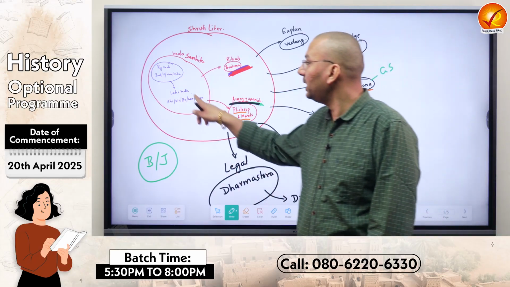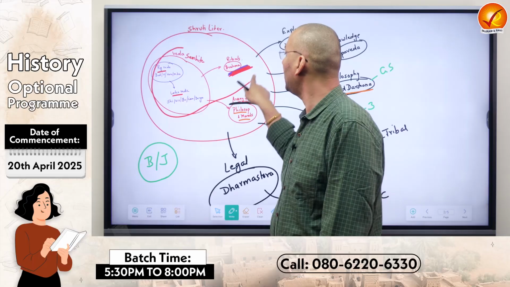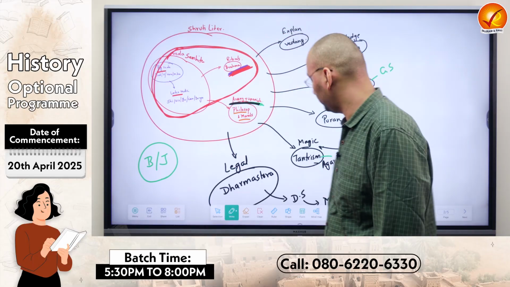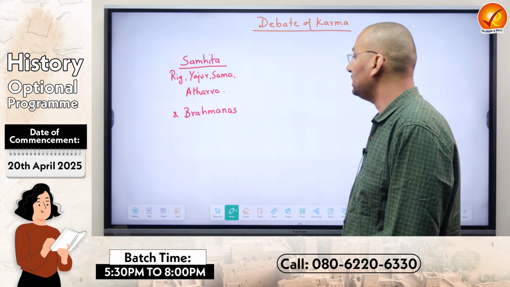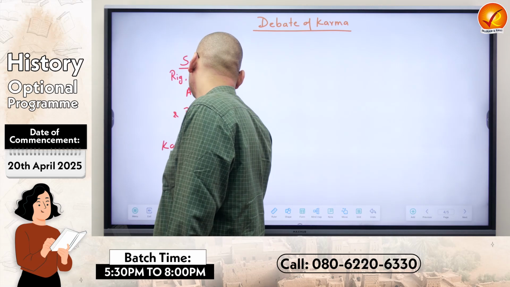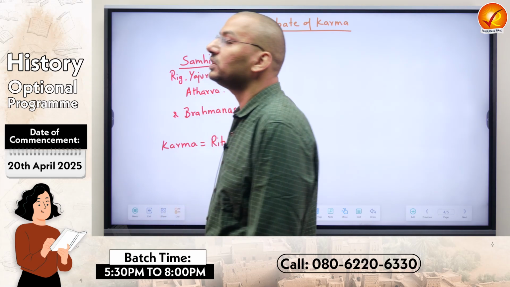I know those who are not very well versed with this, it may look confusing. Just giving you a simple idea. Rig Veda and later Ved. Samhita and Brahman. We are talking about this. Samhita and Brahman. They say karma is equal to rituals. Humans' main duty is ritual.